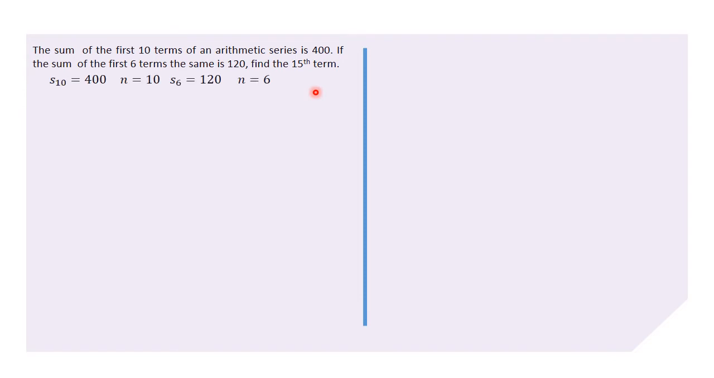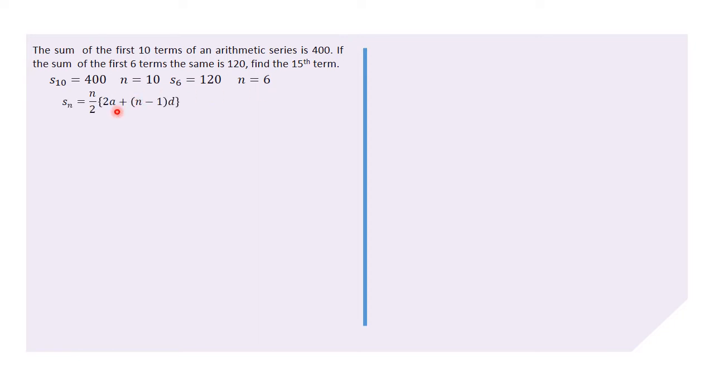Now, we begin by analyzing the question. We say S10 is 400. Sum of the first 10 terms is 400, in which case n would be 10. Again, S6, sum of the first 6 terms is 120, where n would be 6. And we now know the formula for the sum of terms of an AP series or arithmetic series. So you're going to use that concept. This is what you do.